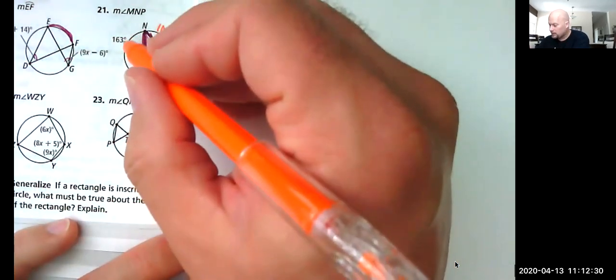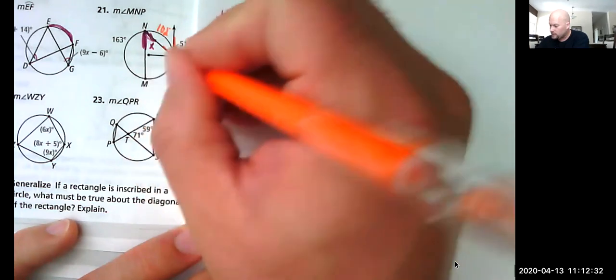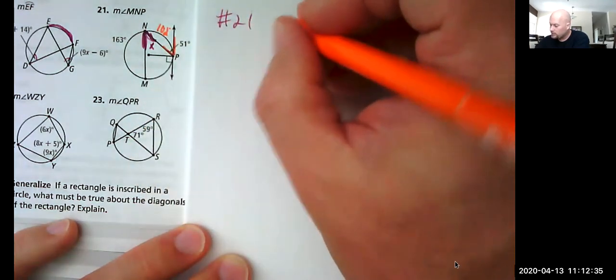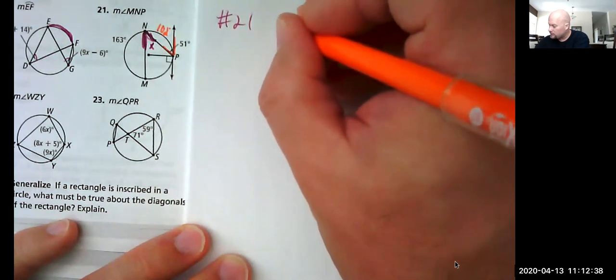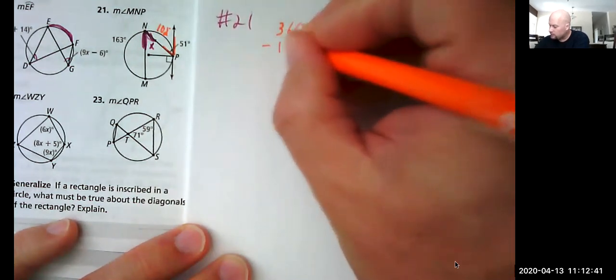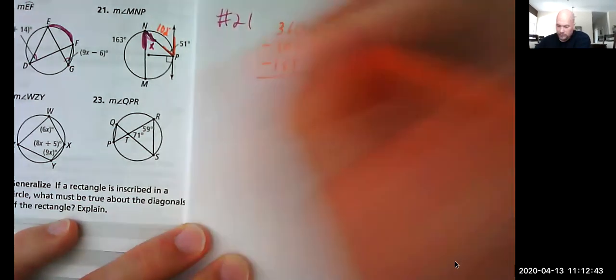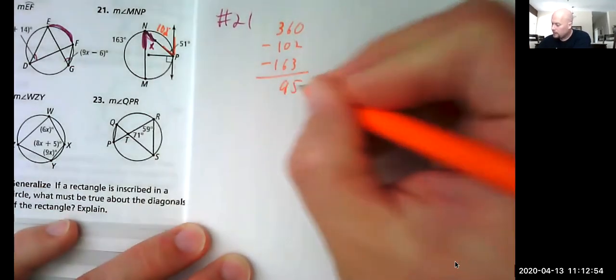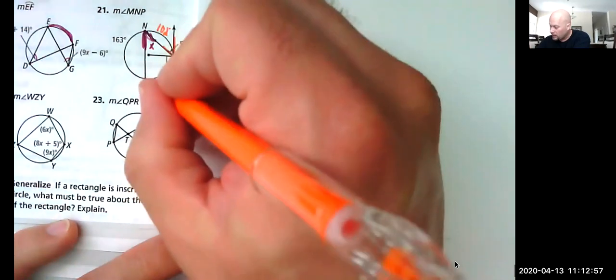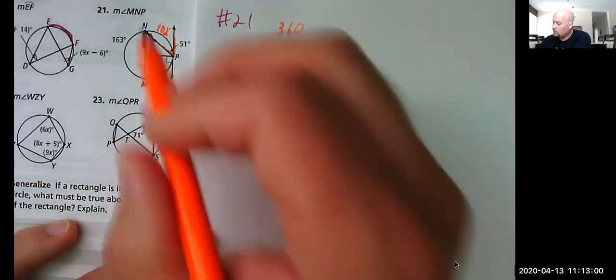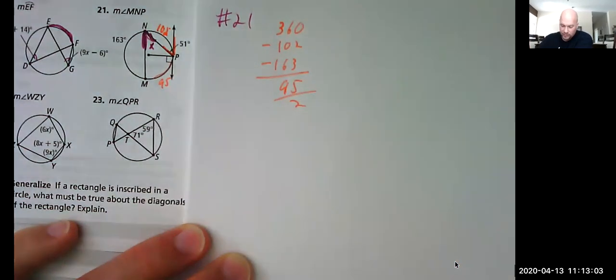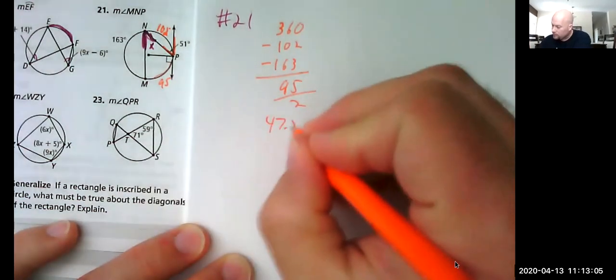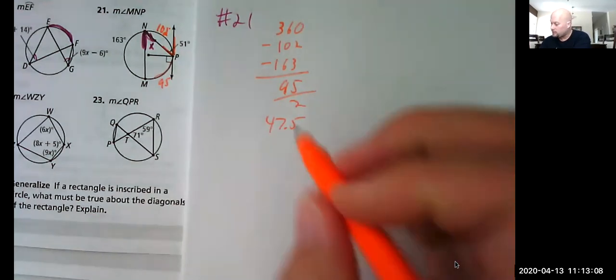And then we also know that this is 63. So then we should be able to find this piece because we can subtract from 360 because all the arcs have to add up to 360. So 360 minus the 102 minus the 163. 360 minus 102 minus, what was the other measure? 163. That's 95. So now that we have 95, that's going to be this arc. We want the angle, so we got to divide that in half. So divide by 2 gives us 47.5. And that'll be our answer.